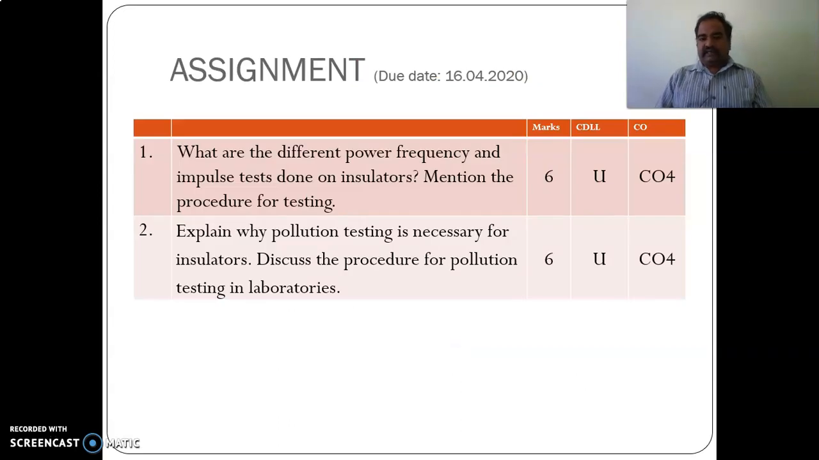Now, coming to the conclusions, there are different types of tests that are conducted on insulators: power frequency tests, impulse tests, and pollution tests. So coming to the assignment: what are the different power frequency and impulse tests that are done on insulators, and mention the procedure for testing; and explain why pollution testing is necessary for insulators, and discuss the procedure for pollution testing in laboratories.